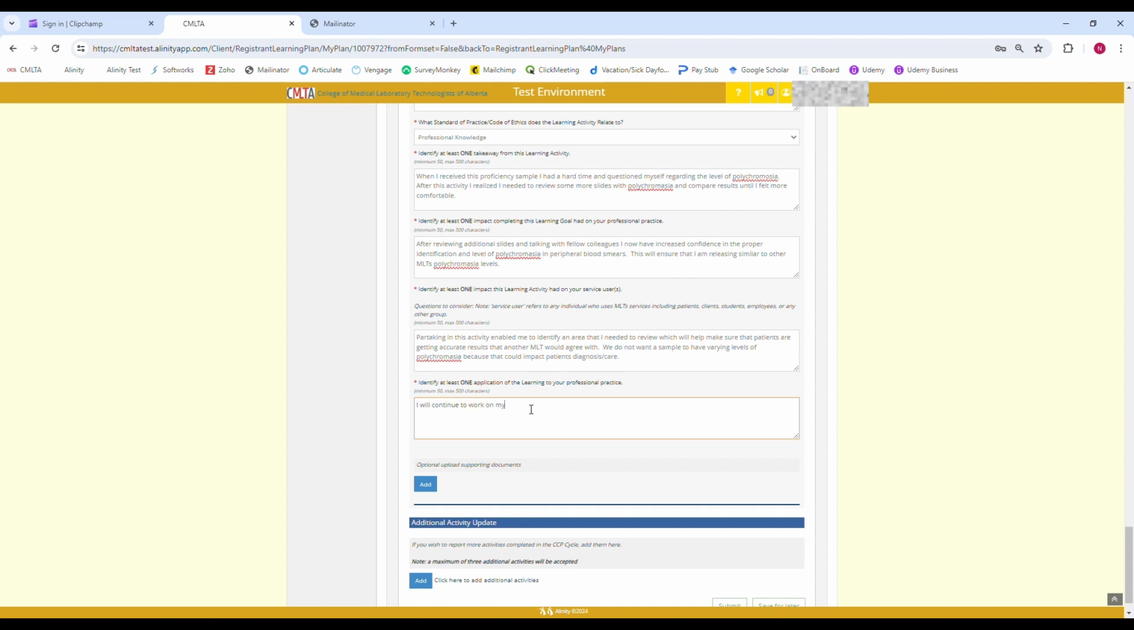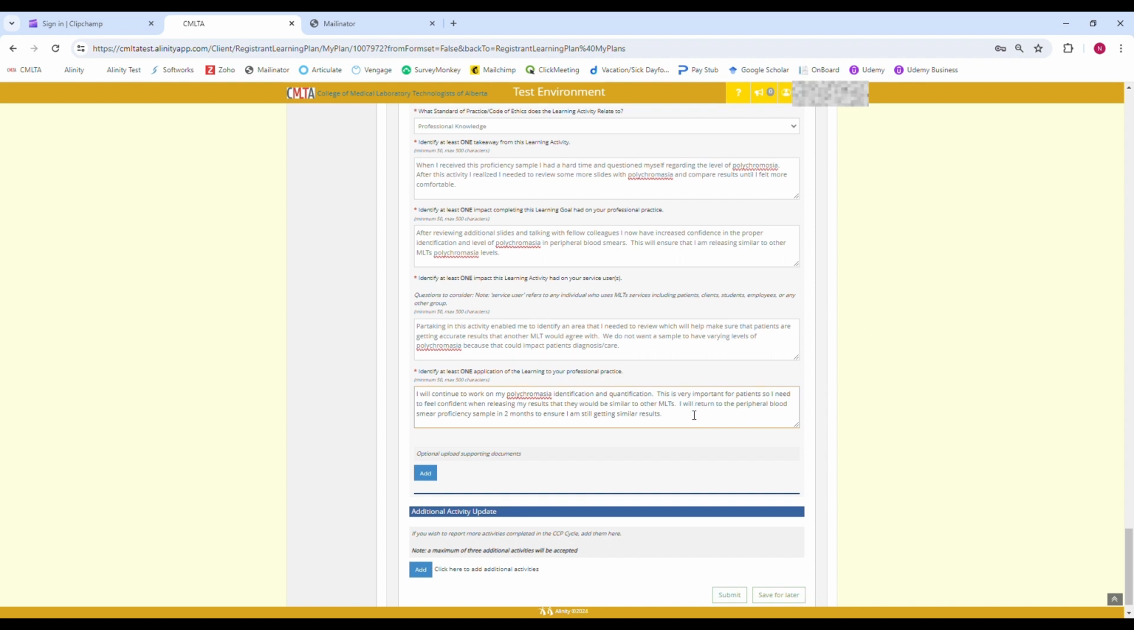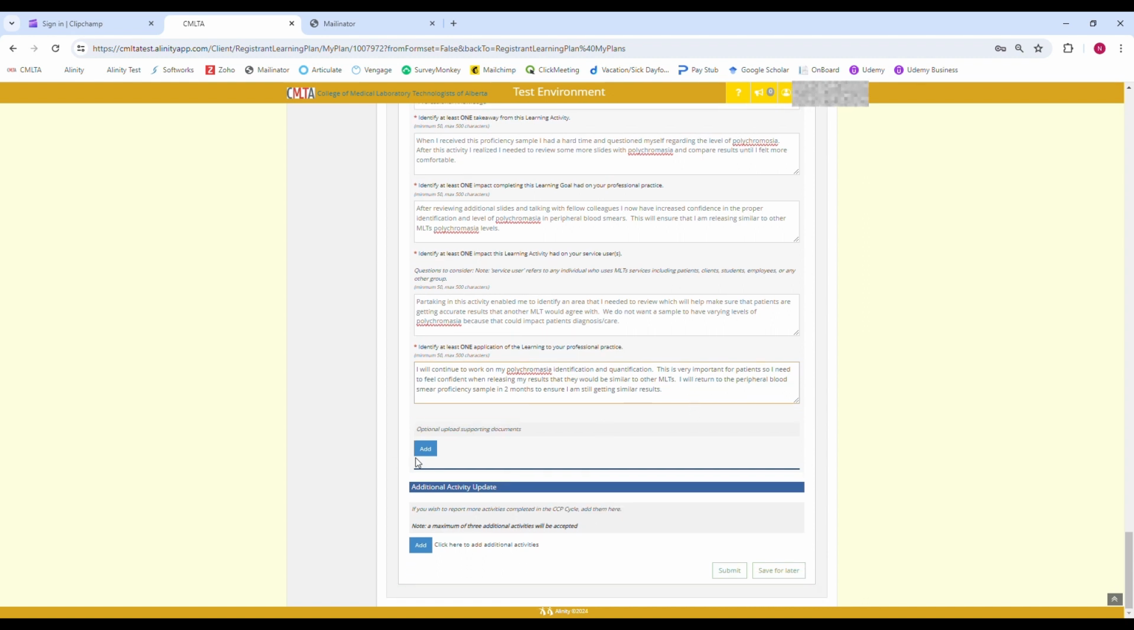The last question, again, asks the MLT to identify at least one application of the learning to the MLT's professional practice. For example, "I will continue to work on my polychromasia identification and quantification. This is very important for patients, so I need to feel confident when releasing my results that they would be similar to other MLTs. I will return to the peripheral blood smear proficiency sample in 2 months to ensure I am still getting similar results." Again, the MLT can add supporting documents if they wish to do so, but this is not required.